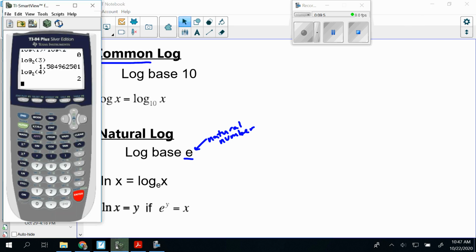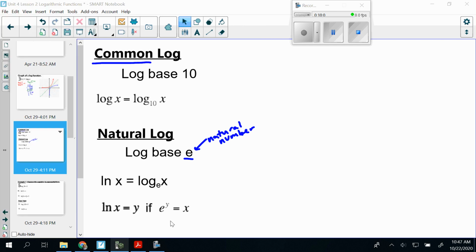These are on your calculator. They're on the left side, usually next to each other. There's log, the common log, and natural log right there. Most scientific calculators have those for sure.